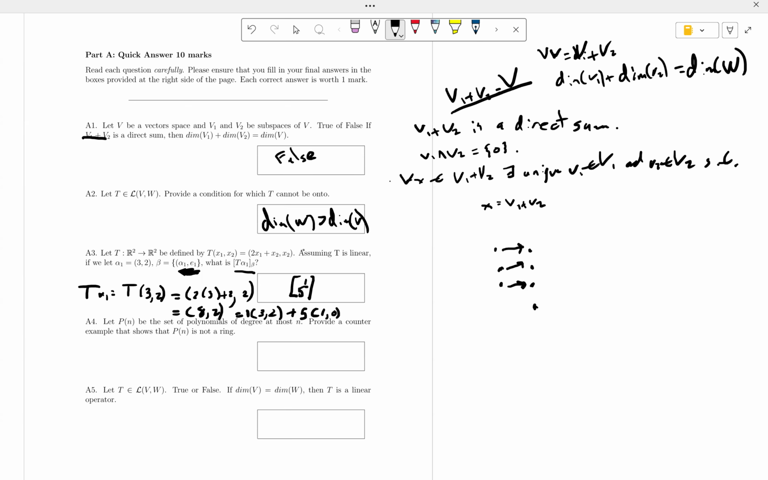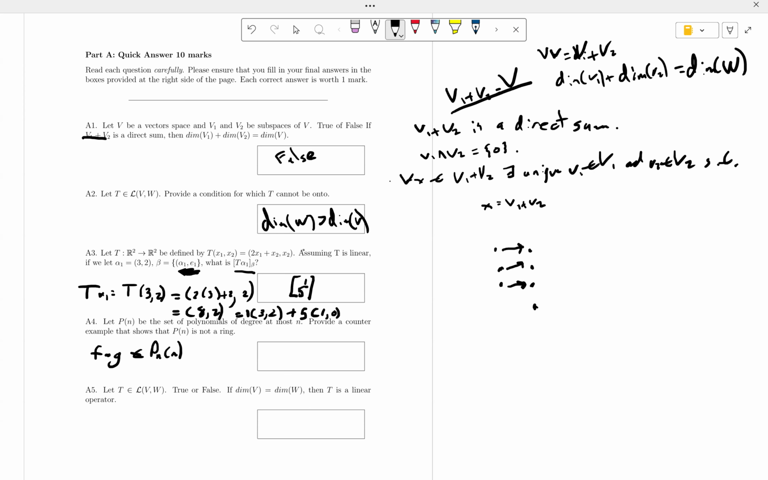In our next question, we let Pn be the set of polynomials of degree at most n, providing a counterexample to show that Pn is not a ring. What we want to show is that f times g is not in Pn. I'm going to show it's not closed under multiplication. We have these two operations, addition and multiplication. I'm going to show that it's not closed under multiplication.